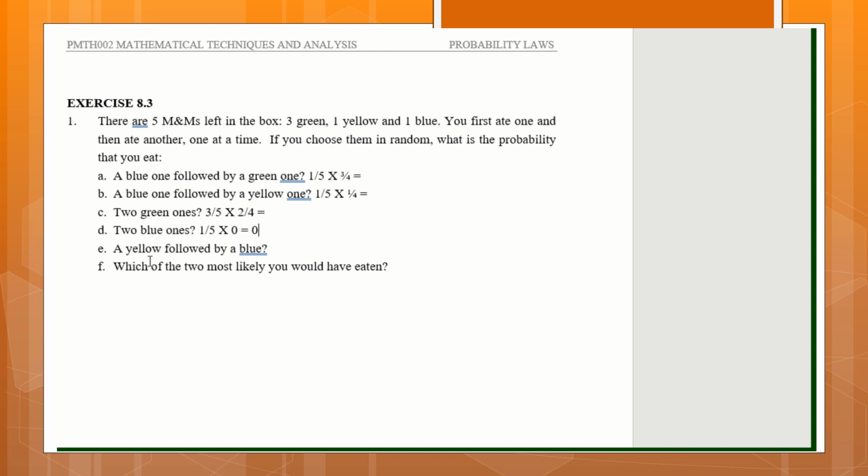A yellow followed by a blue. So a yellow followed by a blue. What's the probability of getting a yellow? 1 out of 5. What's the probability of getting a blue? Blue is 1 out of 4. If you cannot see what I'm doing, just draw the diagram. Which of the 2 is most likely? If you've drawn the whole diagram, write out all the outcomes and all the probabilities, and you choose the one with the highest probability. Most likely is always the highest probability.